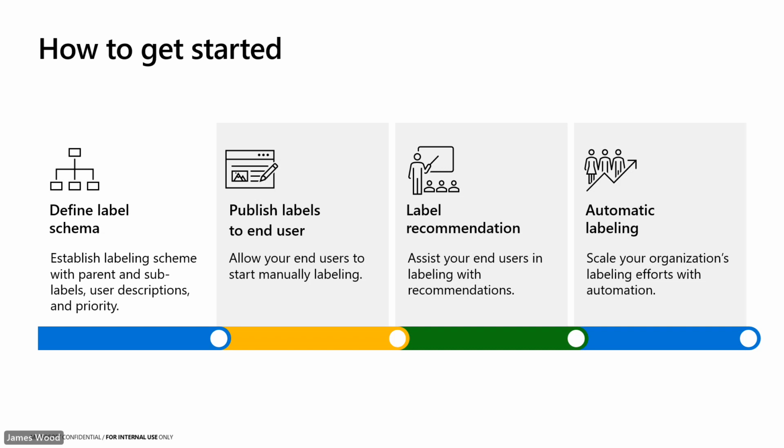And then the fourth step is to automate your labeling process by using rules and conditions. So you can apply labels to data at rest in SharePoint and OneDrive, or data in transit in Exchange. And this way you can scale up your data protection efforts and cover more data sources and scenarios.